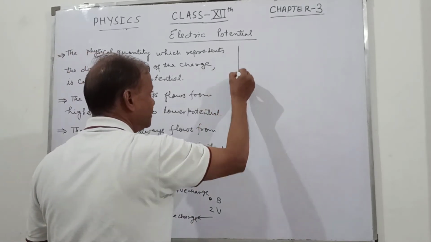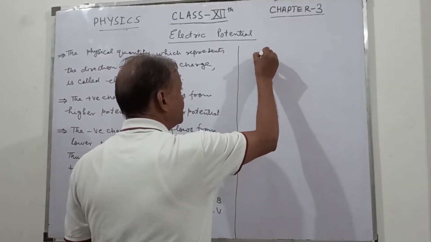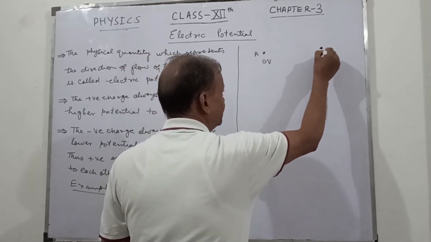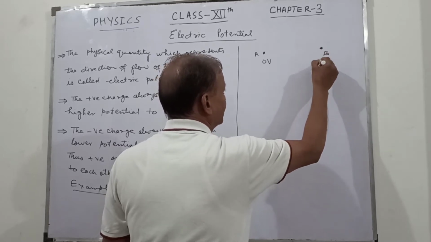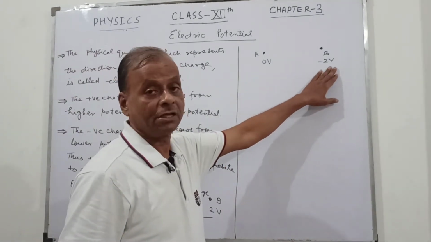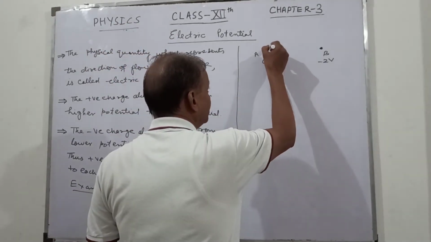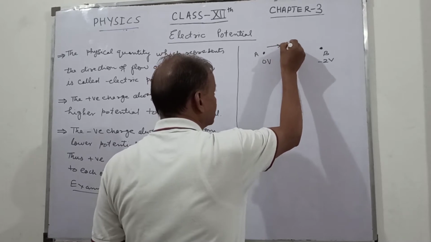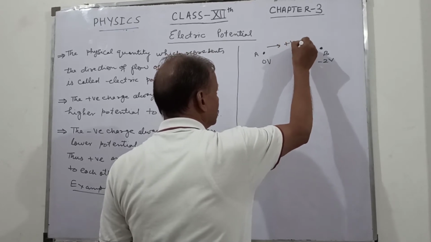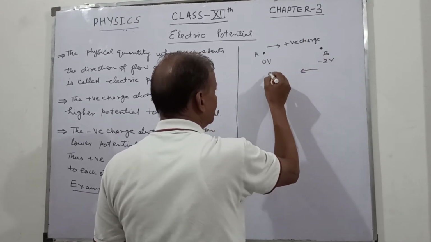And now suppose we have this point A at 0 potential, and here the point B is at minus 2 volt. Minus 2 volt is less in comparison to 0 volt. It means that the positive charge will flow in this direction. This is the flow of positive charge, and negative charge will flow like this. This is the flow of negative charge.